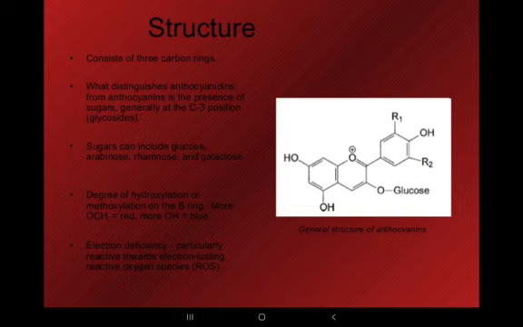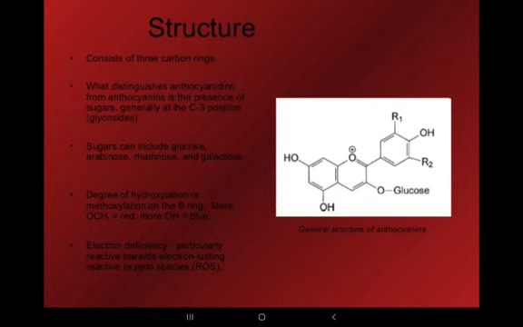What distinguishes anthocyanins from anthocyanidins is the presence of sugars, generally at the carbon third position, which means they belong to the glycosides. This is how we distinguish between the various types of anthocyanins. Sugars can include glucose, arabinose, rhamnose and galactose. Now, the degree of hydroxylation or methoxylation on the B ring: more methoxy is red, more OH is blue. If OH is present, the fruit or vegetable is blue in color; if methoxyl groups are present, it is red in color.